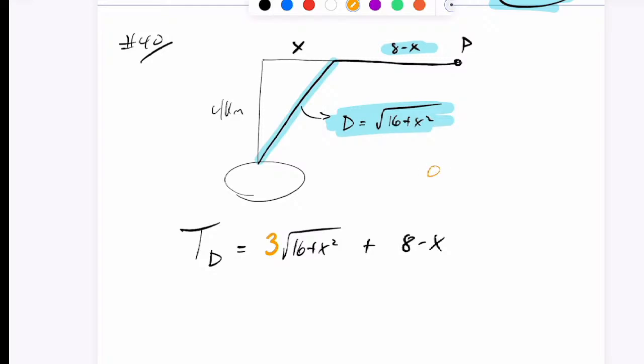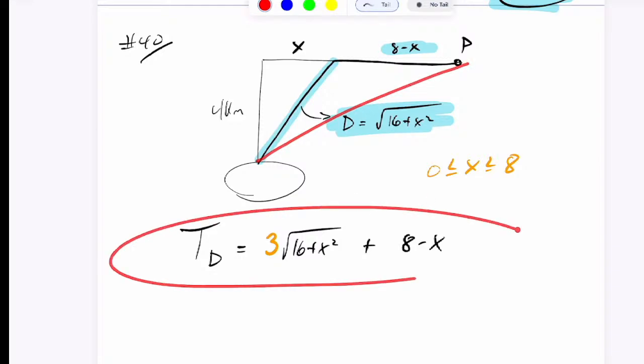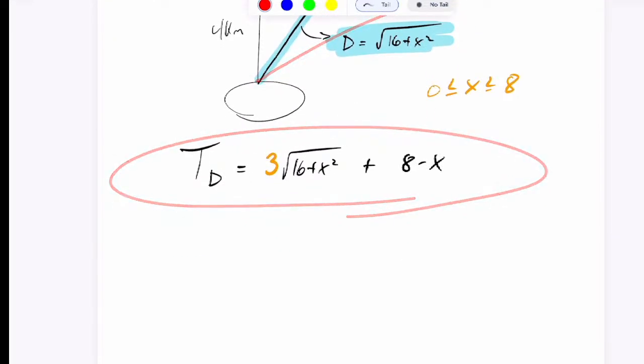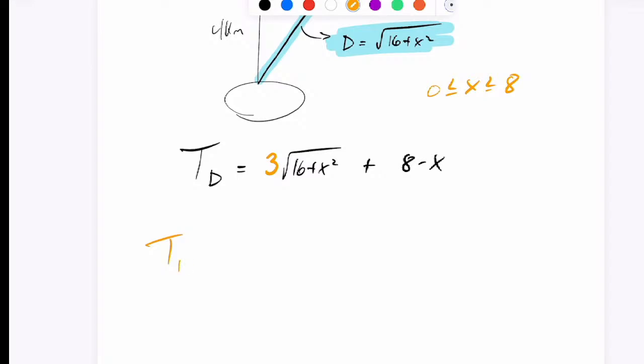And this is a question with endpoints. The endpoints of this question are 0 and 8. 0 represents the idea that if x is 0, then I'm going to go from here to here to get to the power line. If x is 8, I'm going to go from here to here. And now the critical point here will be the value in between. So this will be just my derivative.